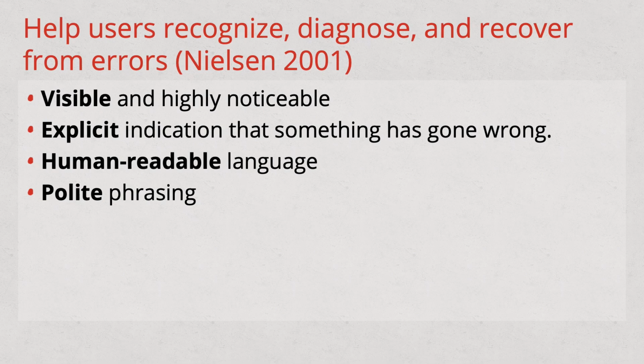Human readable language. An error of type 2 has occurred doesn't mean much to the average person, so you need to phrase it so that they understand what's going on. Polite phrasing. Do not suggest that the error is the user's fault or because they are stupid. For instance, illegal operation can actually panic some people who aren't used to computer systems.